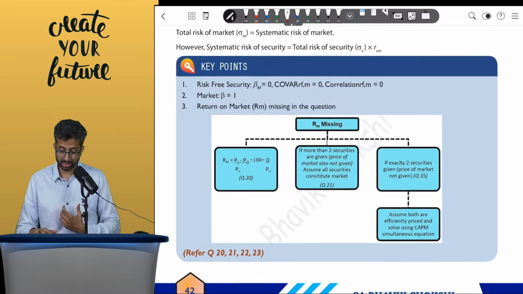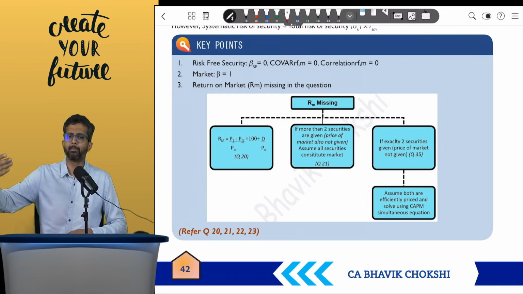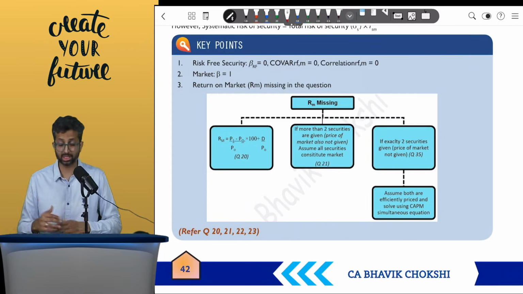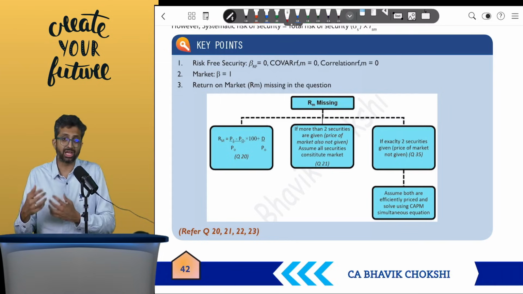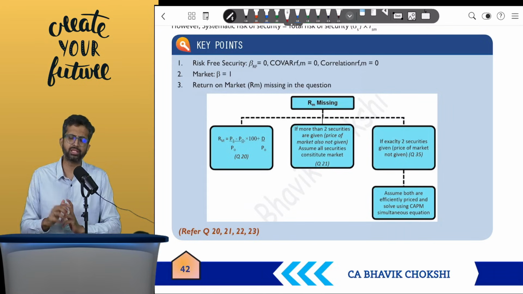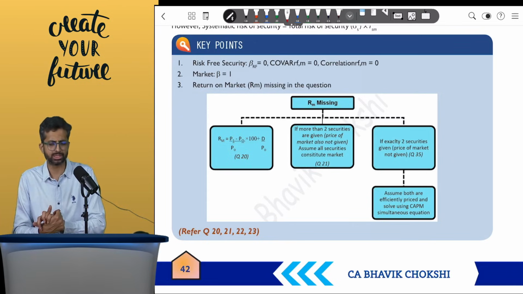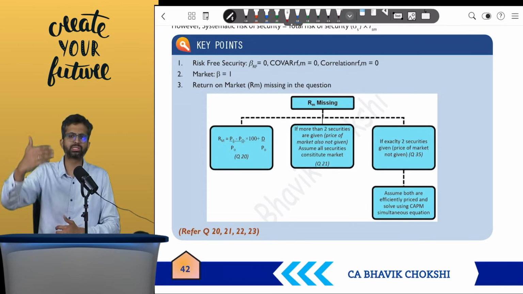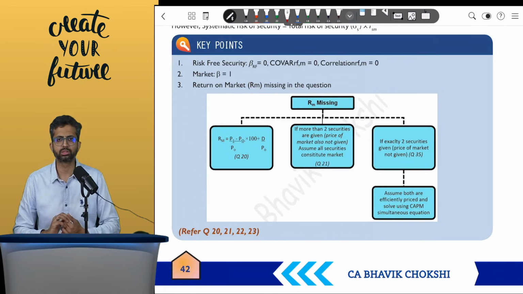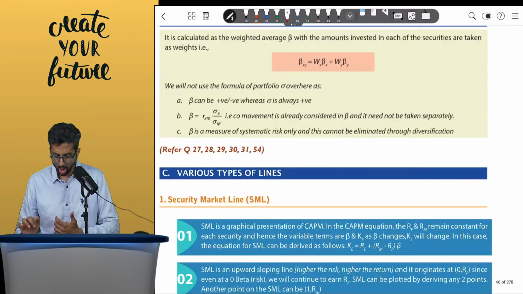In certain cases, if your return on market is missing, you can calculate the return on market by looking at the price in the question. If that is not available, if there are exactly 2 securities, you can use simultaneous equations of CAPM and find the RM. And if there are more than 2 securities, in line with the typical question that the institute asks, you will take all the securities to constitute the market and accordingly find the RM. Okay.